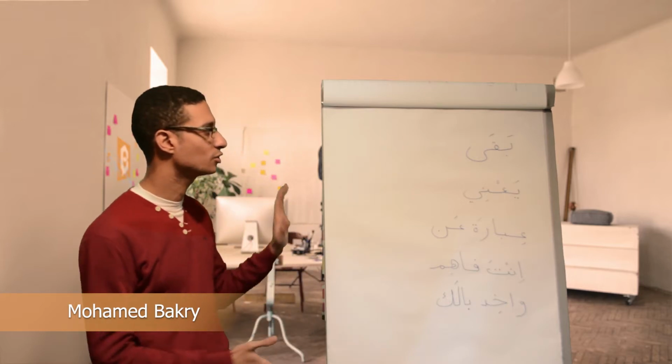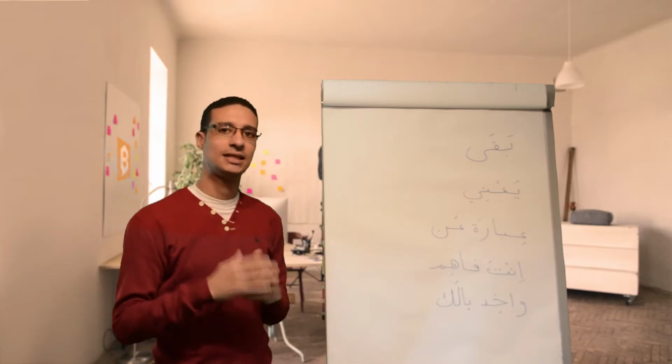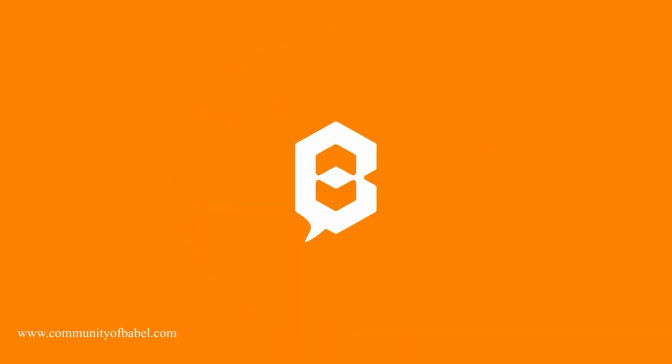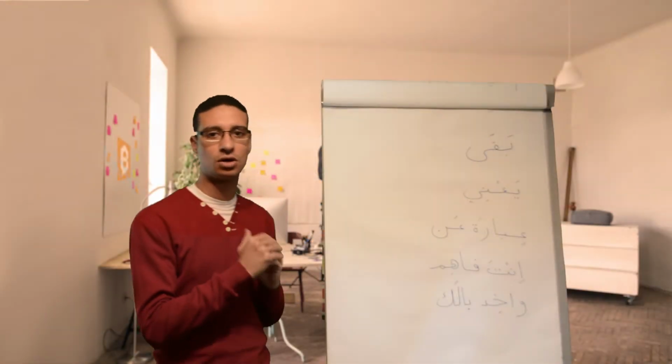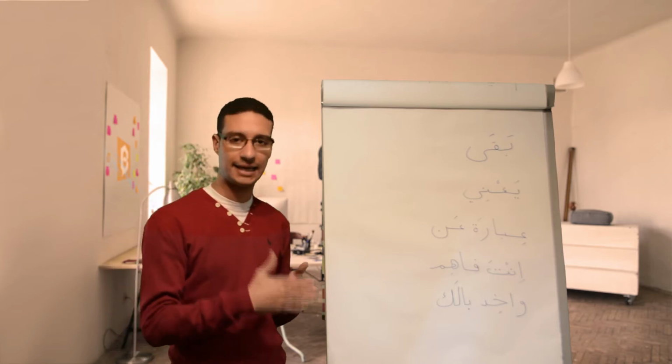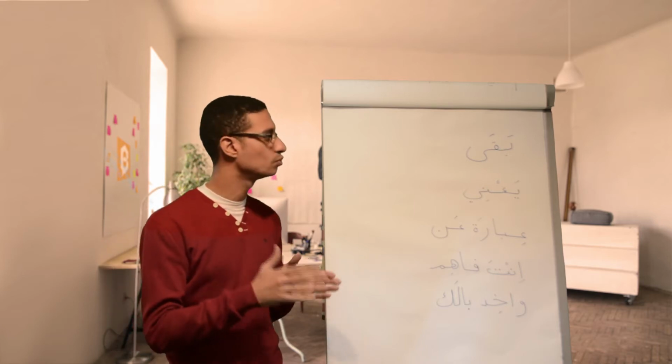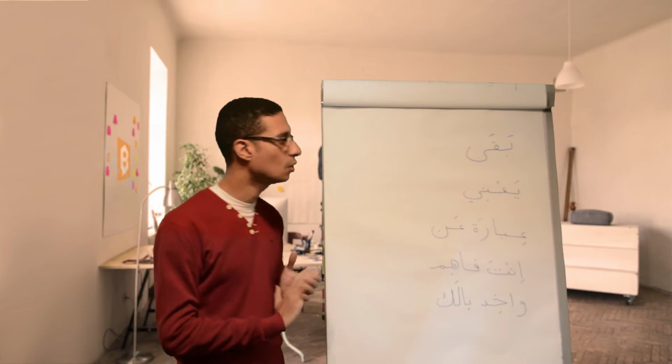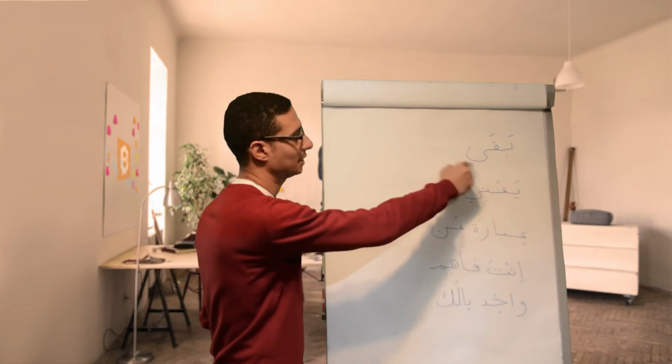Today we are going to study filler words in Egyptian Arabic. Filler words are words that don't add a new meaning to the sentence. So the first one is ba'a.